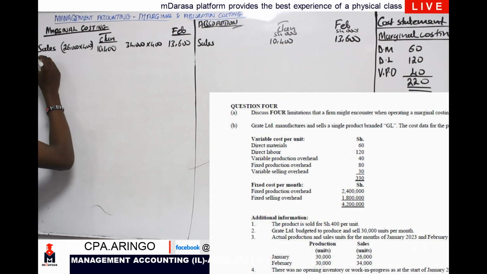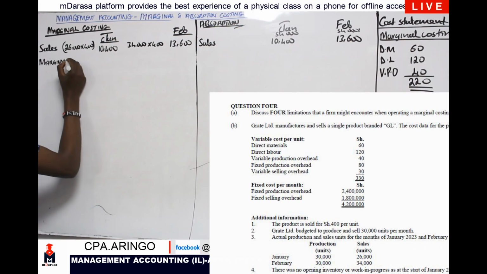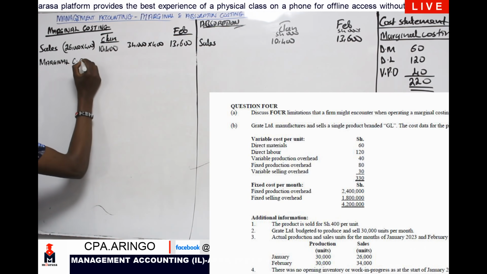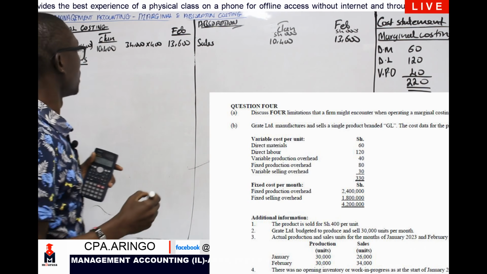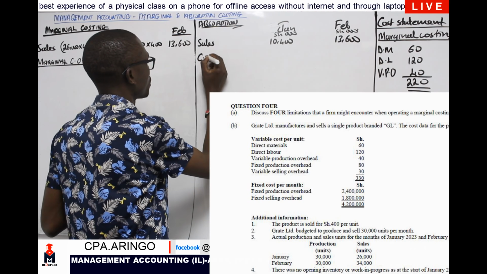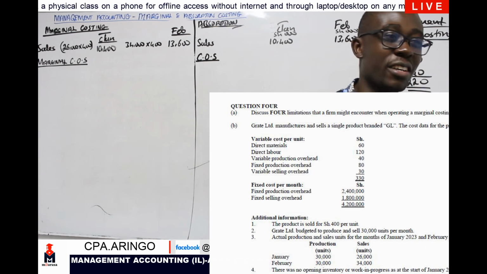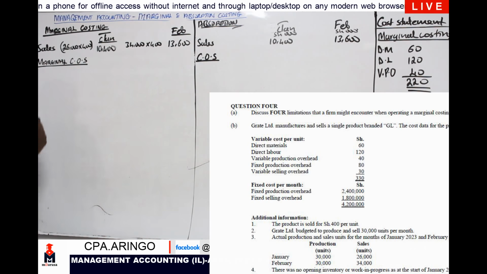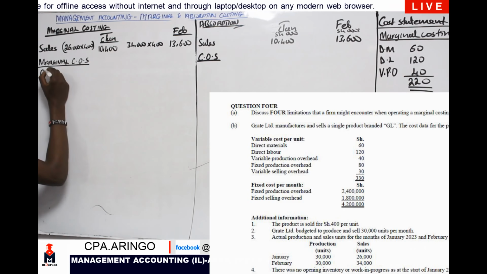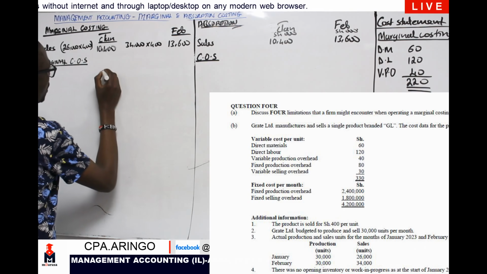That is in relation to what? Marginal cost of sales. This other one, I'm having what? Cost of sales. I'm working them concurrently so that it should be very easy for us to basically understand each and every item. We start with our opening inventory. Did you have any opening inventory in the month of January? We are told that we didn't have any.